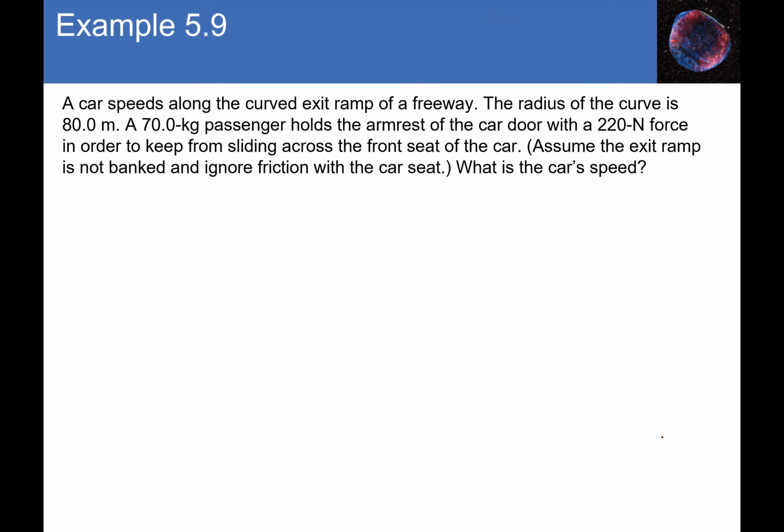So here's an example. Think like this. A car speeds along the curved exit ramp of a freeway. The radius of the curve is 80 meters. A 70-kilogram passenger holds the armrest of the car door with a 220 newton force in order to keep from sliding across the front seat of the car. Assume the exit ramp is not banked and ignore friction with the car seat. What is the car's speed?